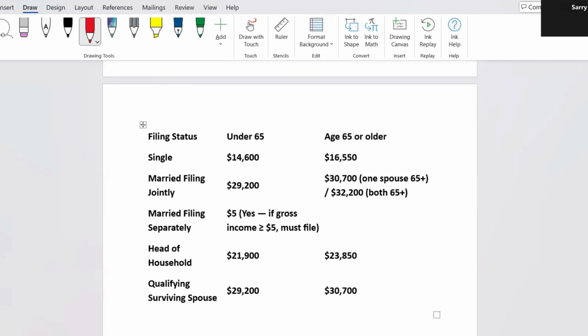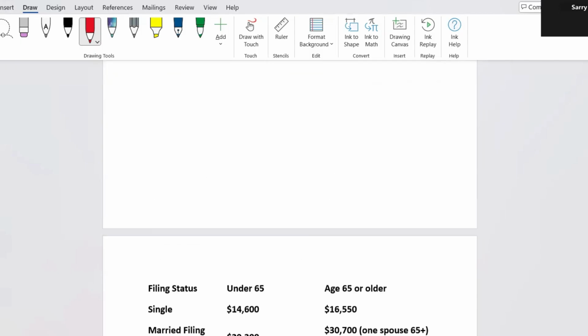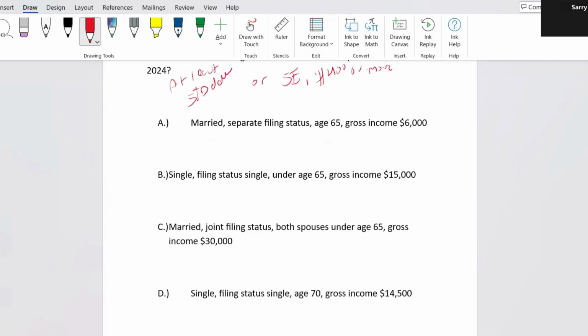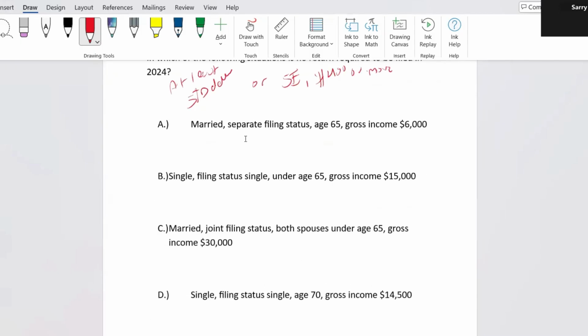Just keep reviewing this chart and use flashcards to remember, and you'll remember this chart. So let's go through each one individually. So married filing separate status. Okay, so we just went over this was $5, right? So for this person, the standard deduction is $5 for MFS.